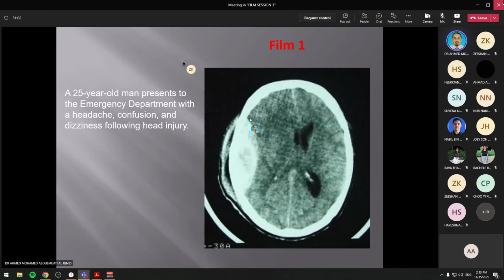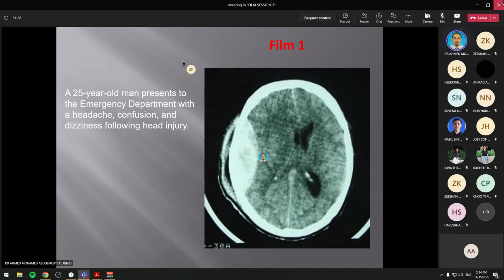Why epidural bleed? Because it is limited by the sutures, by the coronal and lambdoid sutures. It occurs between the bone, the inner table of the skull, and the outer layer of the dura mater, which is the periosteum layer. That's why it is attached to the sutures, that's why it is limited. It cannot extend beyond the sutures. So it is an arterial bleed. Okay, so that is how we describe it.